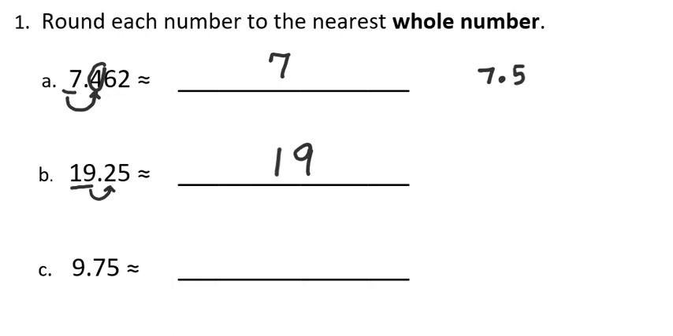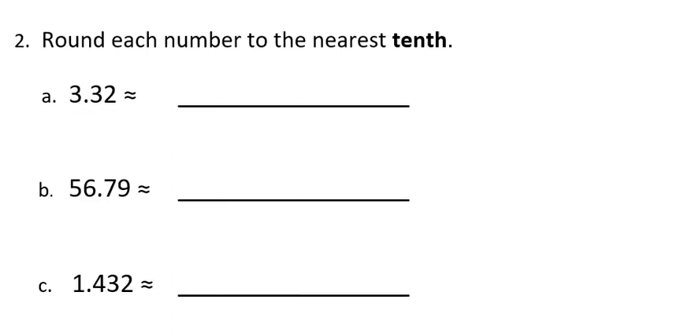In problem C, the whole number is 9. I'll look at the number in the tenths place. 9 and 5/10 would be the midpoint. 9 and 7/10 is above the midpoint, so this number would round up. That means I will go to the next whole number, and that next whole number would be 10. So 9 and 75 hundredths rounds to 10.